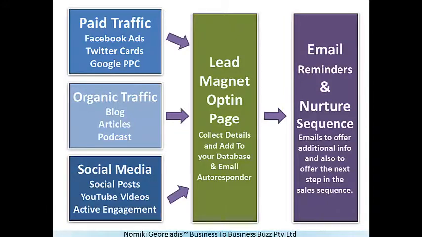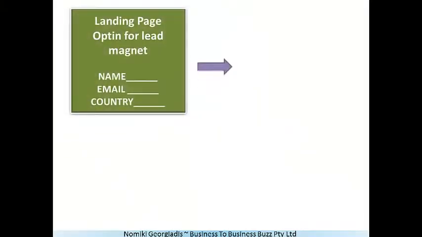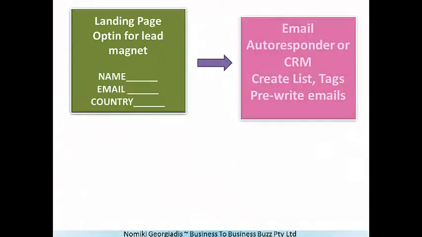The emails are there to offer additional information, as I said, and to also offer the next step in your sales sequence. So let's take a look at the landing page, which is an opt-in. As we said, we call it opt-in because they're opting in. They're giving up their details in exchange for what they want from you, such as their name, their email address, maybe the country they're from.